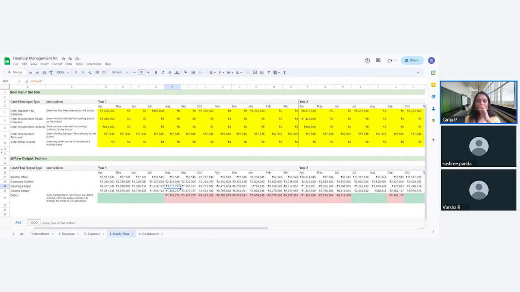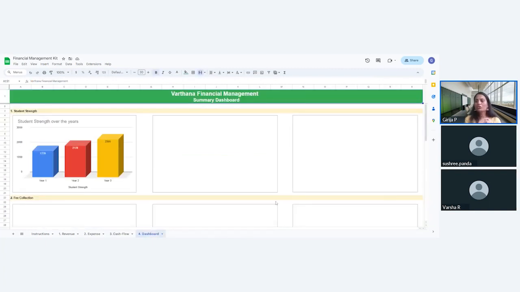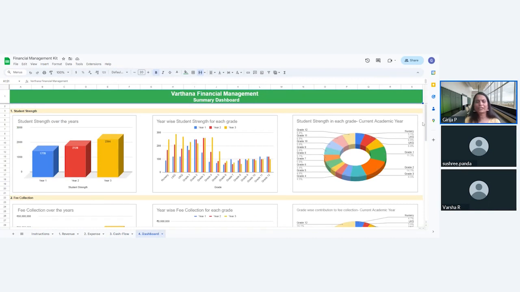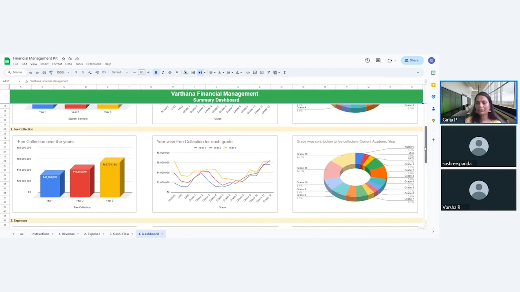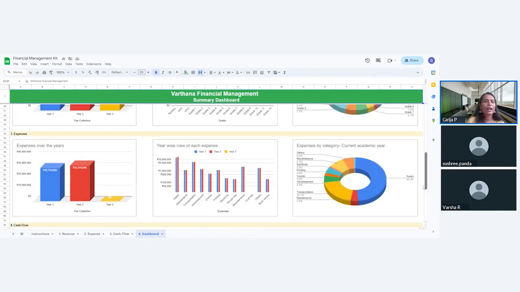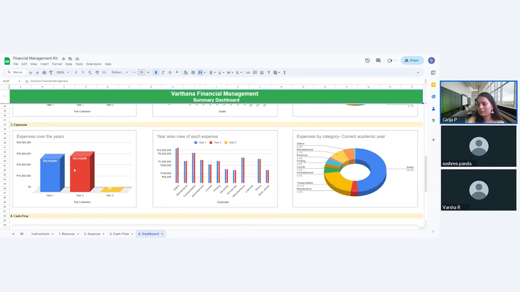So now we have the dashboards. Whatever we talked about, the revenue, the expenditure, and the cash flow, here it is in graphical form. It will help you to understand the fee collection, right? In the revenue we have talked about it. So you can see every year how your fee collection looks in a graphical way, to understand it better. And then expenses, how much we are spending every year. In expenses we haven't put anything for the third year, so it is showing 0.